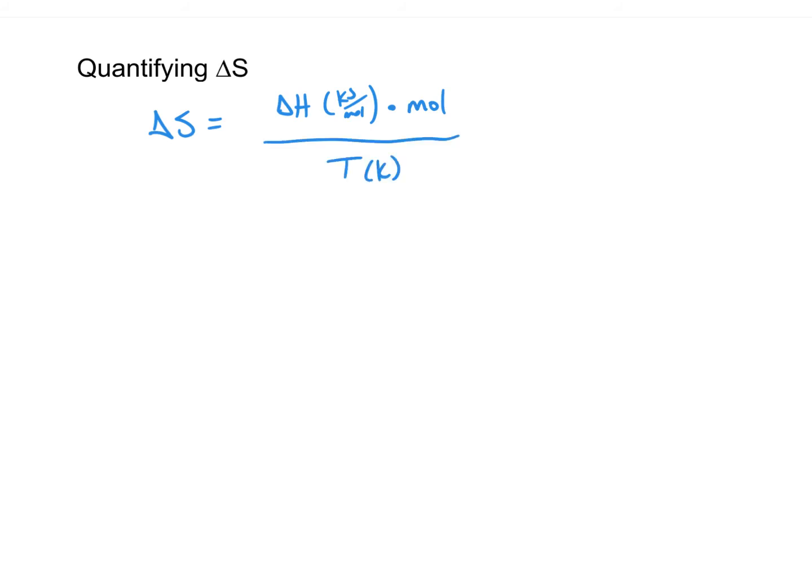Now, entropy is most often represented in joules per Kelvin. That's the unit of entropy, joules per Kelvin. Now, enthalpy is typically in kilojoules. So when you multiply the delta H times the number of moles, you eliminate the number of moles, the moles cancel, and what you're left with is kilojoules per Kelvin, or joules per Kelvin. Like I mentioned, typically entropy is in joules per Kelvin, because if you measured it in kilojoules per Kelvin, it would be a really, really small number.